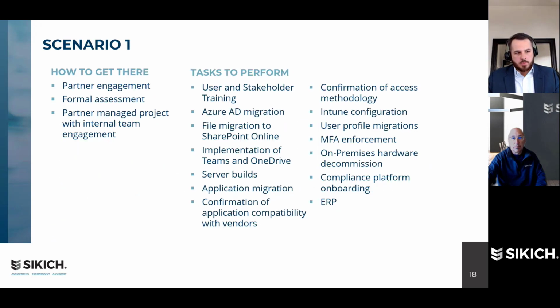And how to get there, we'll go through this a little bit quickly as we already talked about it. There was partner engagement. We did a formal assessment to determine the what. It's a partner managed team project with internal team engagement for those custom app components. And the team has to work with the ERP team at Sikich for all the requirements and testing required to do something as large as an ERP migration.